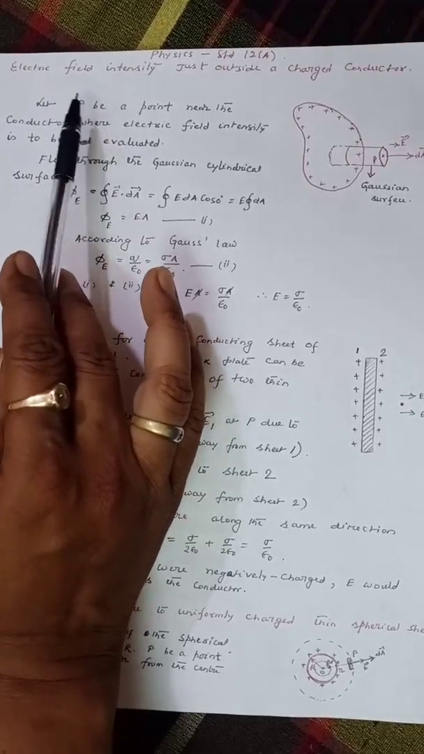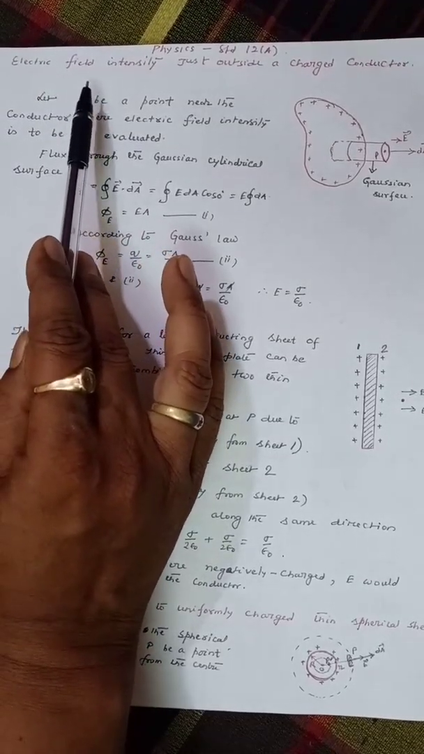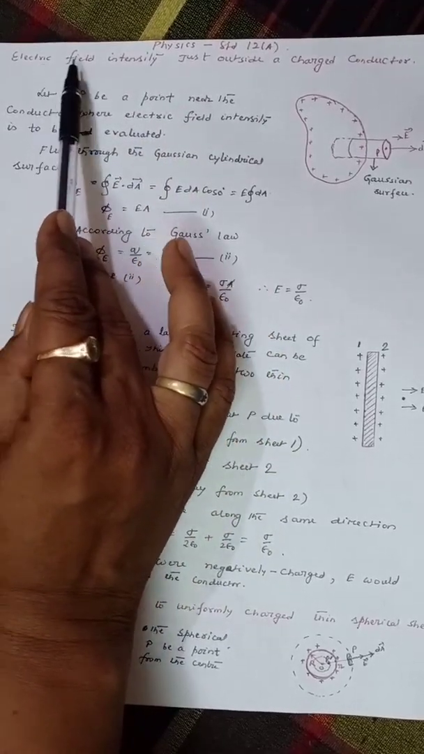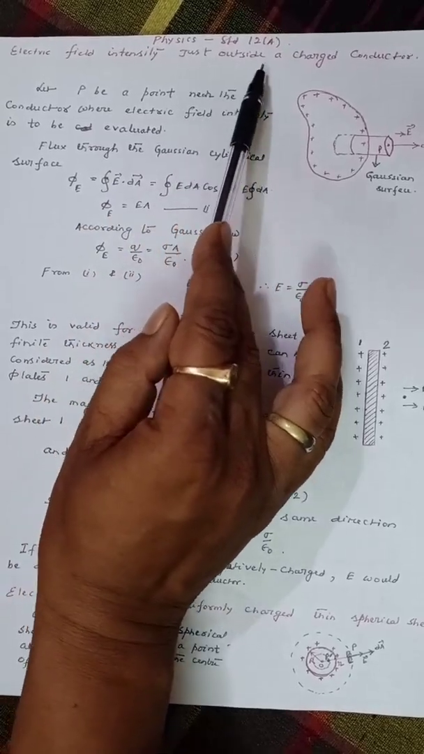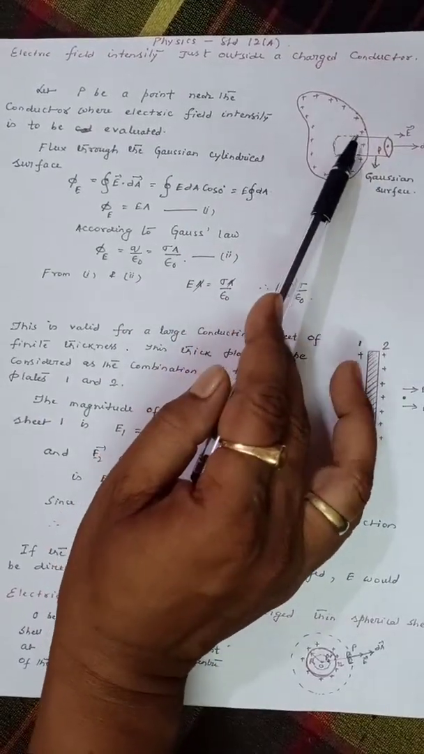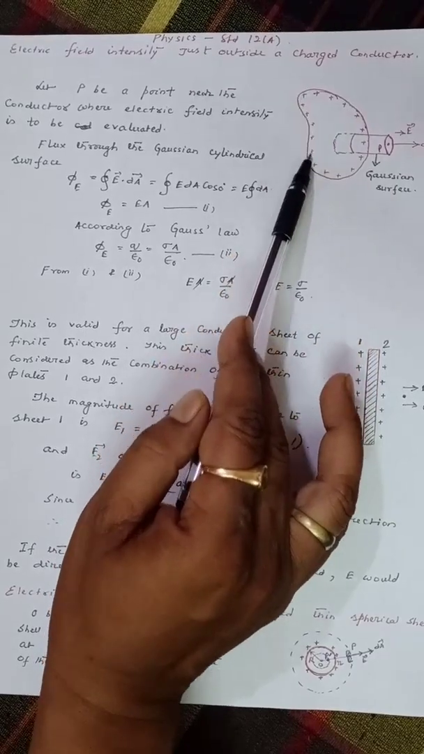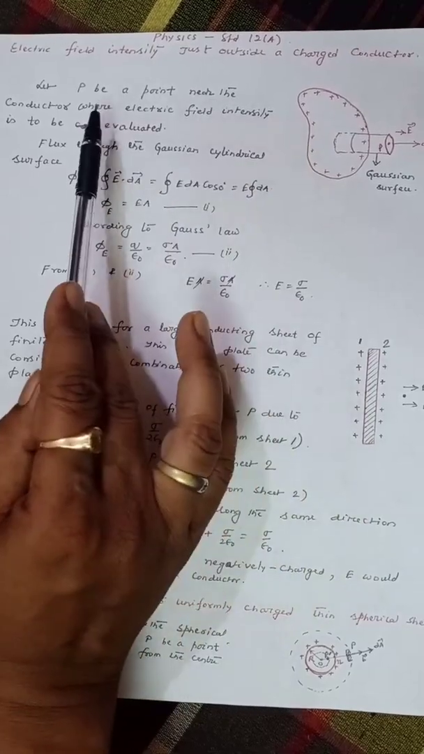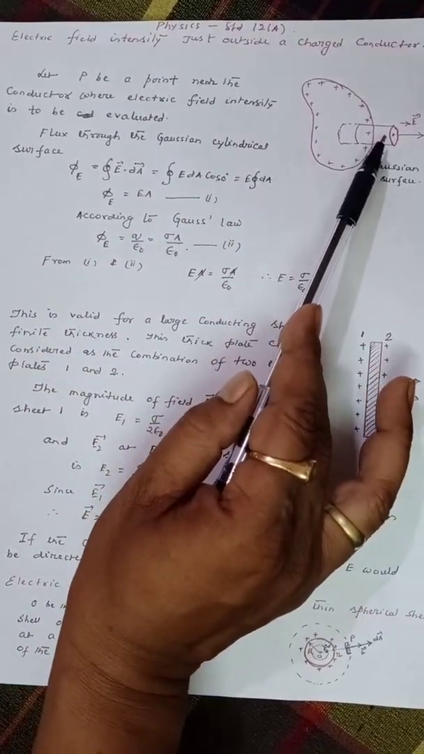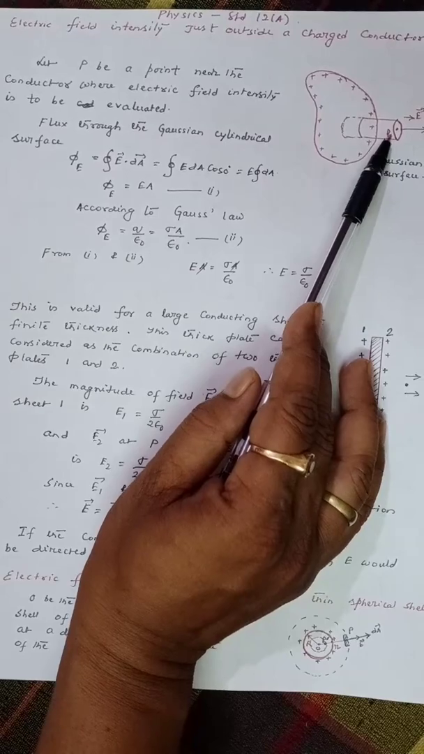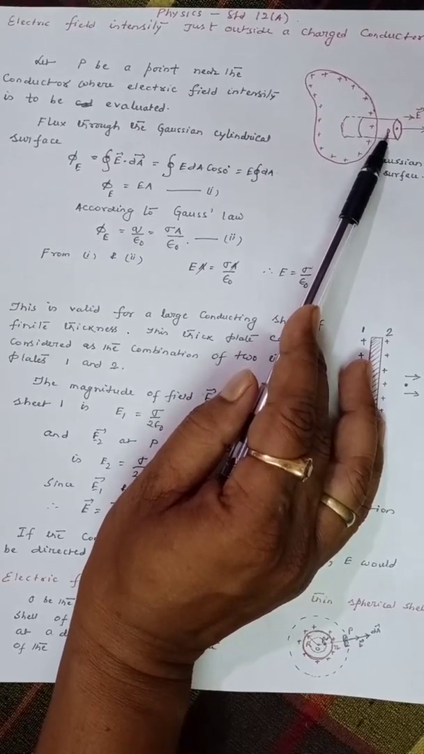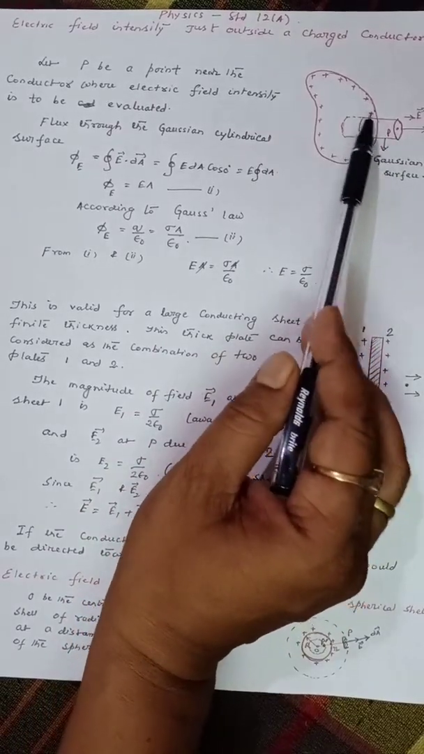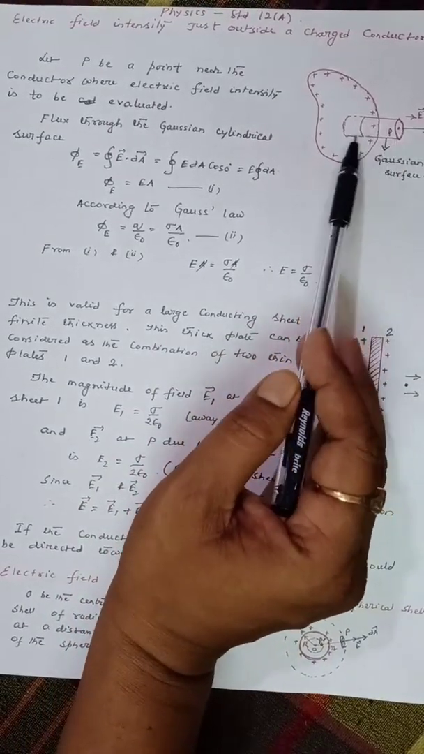Students, today we are going to discuss two more applications of Gauss's theorem. One is electric field intensity just outside a charged conductor. You can see here is a charged conductor in which positive charge is given. Let P be a point near the conductor where electric field intensity is to be calculated. Now we are drawing a cylindrical Gaussian surface as shown in the figure.